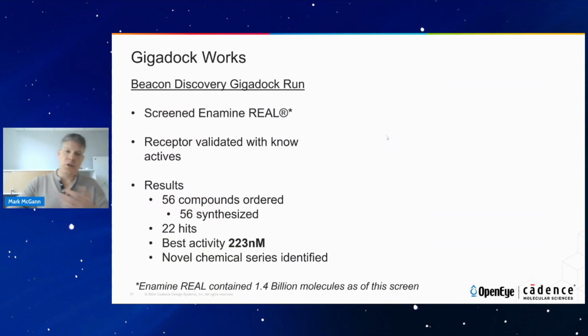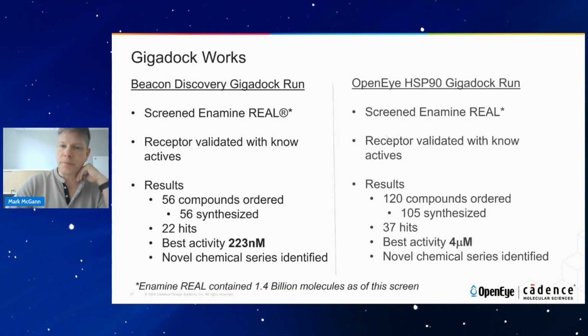And Gigadock does work. This is another example from Beacon Discovery, where they screened Enamine REAL, 1.4 billion molecules. They did this validation, like I told you to begin with, to sort of know that their target was likely giving good results. They synthesized 56 compounds. They found 22 hits. The best was 223 nanomolar. Again, this was an interesting novel chemical series that they wanted to bring forward in their project.